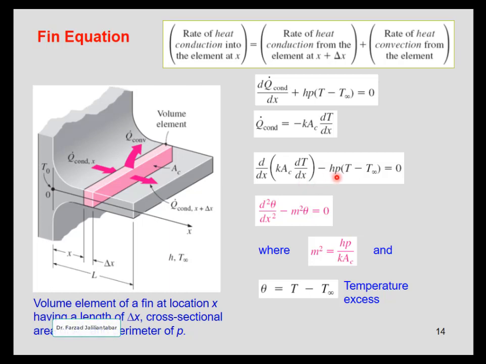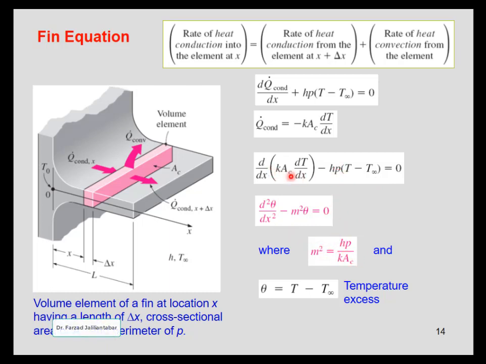and by multiplying by negative, the plus sign will become a negative sign. The other part of the equation is similar to the previous one, and will be equal to zero. Now let's choose this part, hP divided by k Ac, as m squared. Then we can write this equation, which is the rate of heat transfer through the x element by conduction and convection, where m squared is equal to hP divided by k Ac.